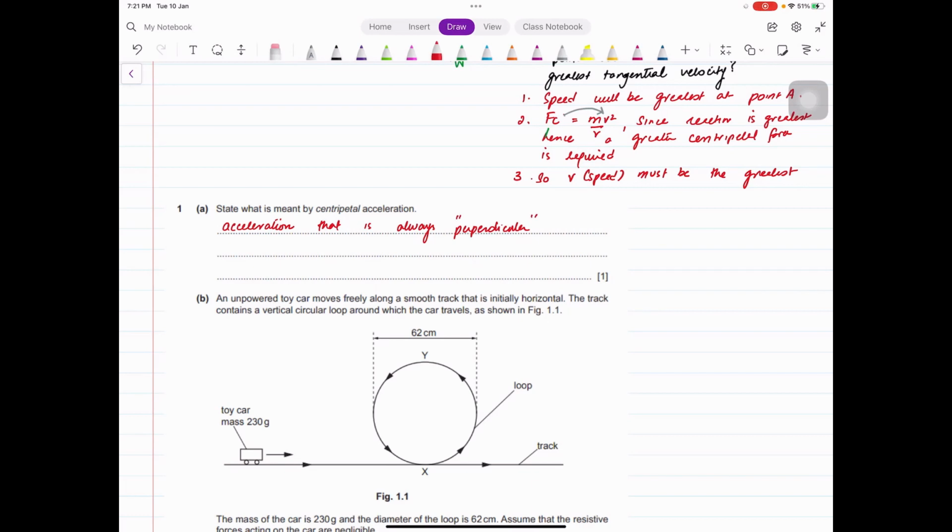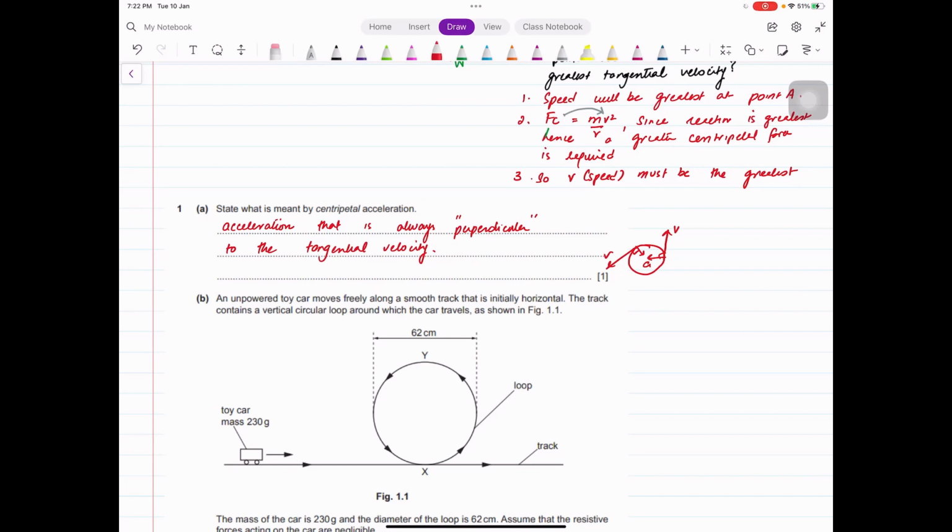So, acceleration that is always perpendicular to the tangential velocity. You can just get away with writing velocity as well. You just need to remember that when something's moving in a circle, if the velocity is like this, the acceleration is always towards 90 degrees. If the velocity is like this, still the acceleration will be like this. So it will always be 90 degrees. Is that clear? Yes, sir.